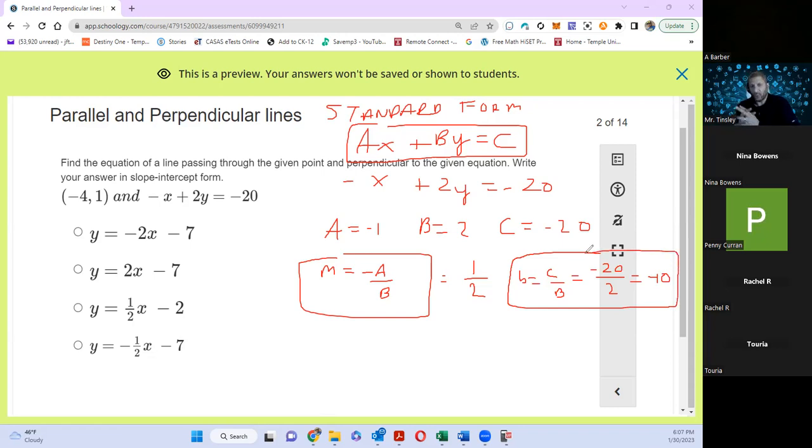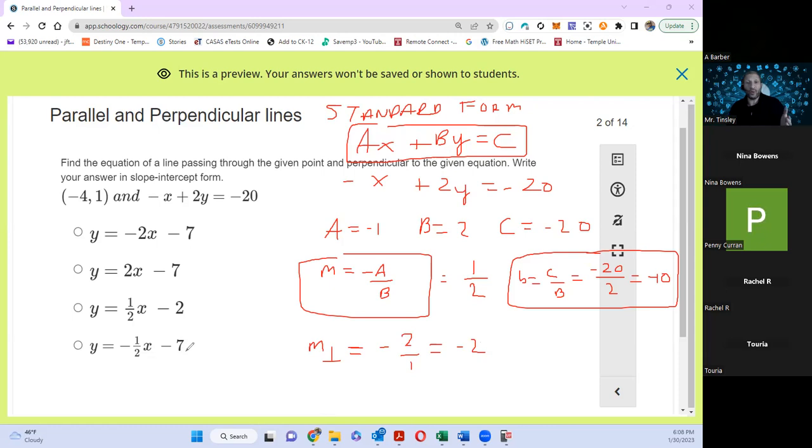Now we know our slope and our y-intercept, but that's not what they want. They want the equation of the line that's perpendicular. If we know the slope is 1/2, what is the slope of a line perpendicular to this line? Minus 2. We change the sign and we flip. Since it's positive, it becomes negative, and we flip 1 over 2 to 2 over 1, which becomes -2.